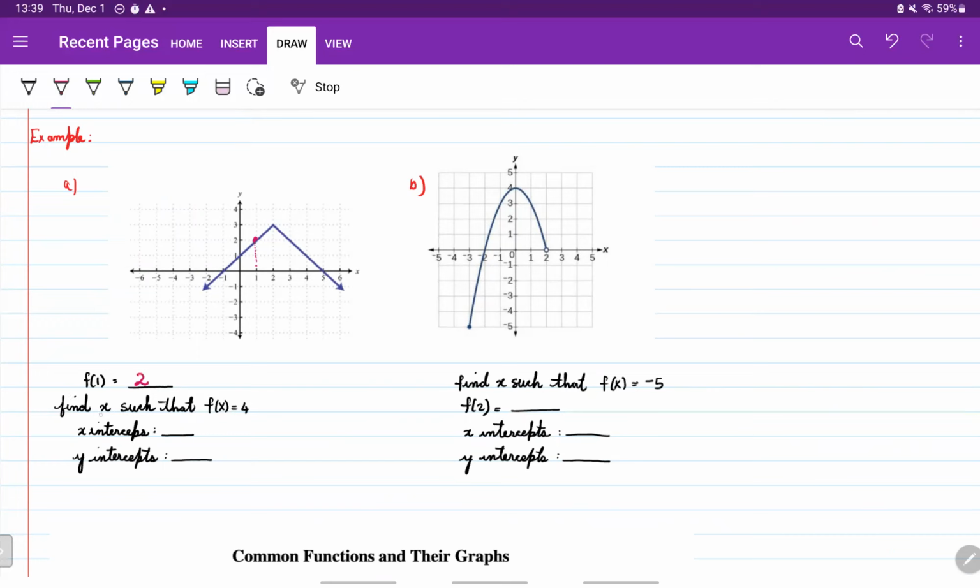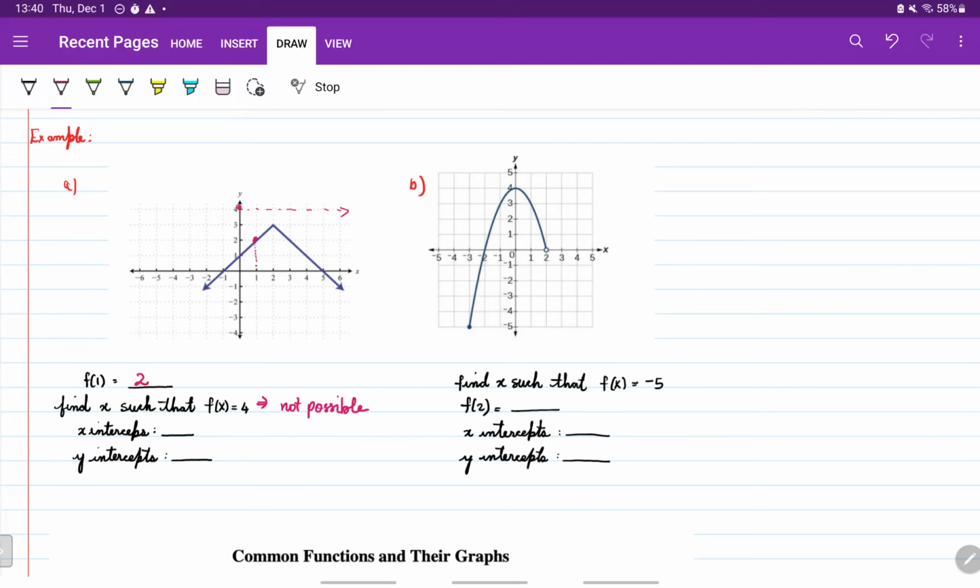Next, find x such that f of x equals 4. That means y is 4, and it's asking for the value of x. If there is an x, find that x. We see that there's no x such that f of x is 4. So you just say it's not possible.